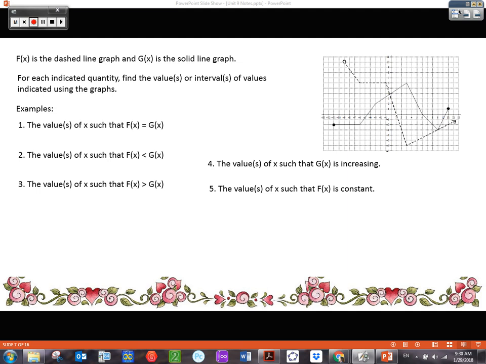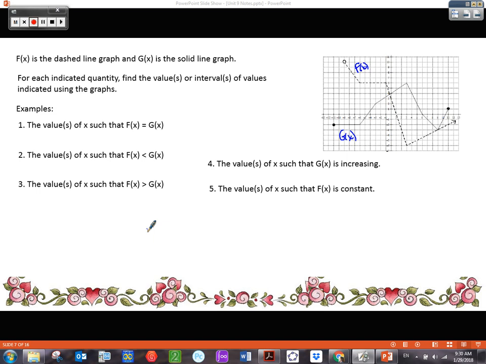Okay, so again, let's label it. Our dashed line, let's see, f of x is the dashed one, and g of x is the solid one. This is our same diagram from the previous slide. We want to find the values or intervals of values that follow this. So on number 3, I had a duplicate of number 1, so go ahead and change that on your notes to a greater than. I had an equal there, so let's just fix it and make it greater than.